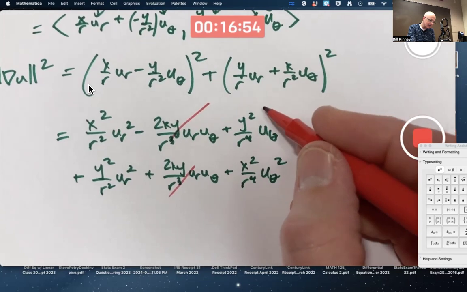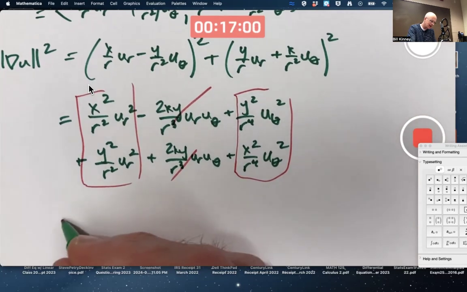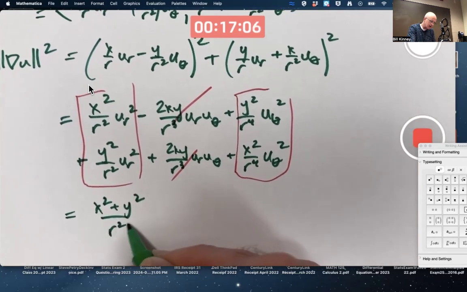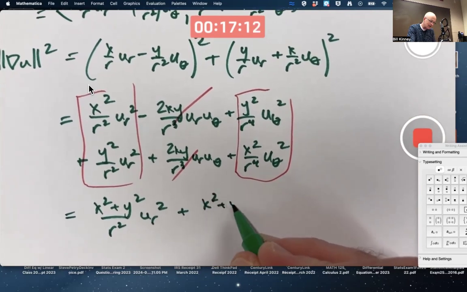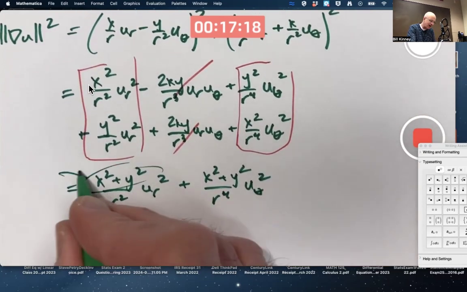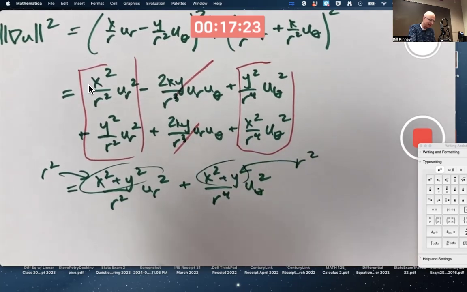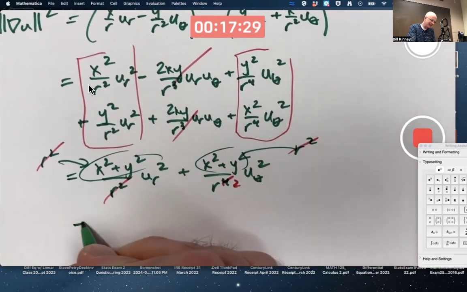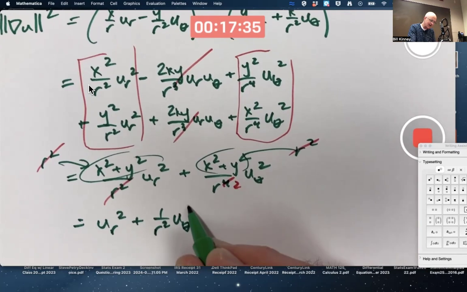Then it looks like I should probably combine these and factor out common factors. So I get x squared plus y squared over r squared, U sub r squared, plus x squared plus y squared over r to the fourth, U sub theta squared. And lo and behold, that's r squared. And this is r squared. So we get more cancellation. Completely cancel and partially cancel. U sub r squared plus 1 over r squared U sub theta squared.